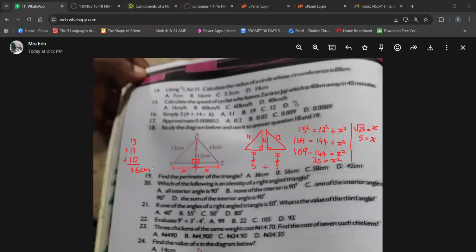So you know what I will advise? I will advise that you draw the triangle in the question. And you see the way I separated the two triangles. Can you see how I separated them when I wanted to solve for x? I would suggest that you separate it like that.